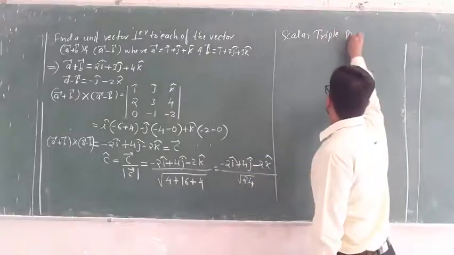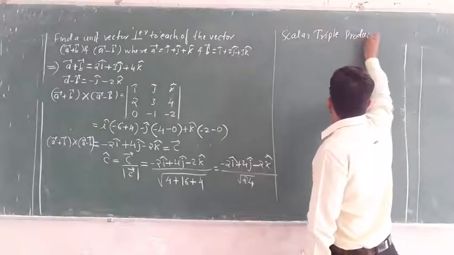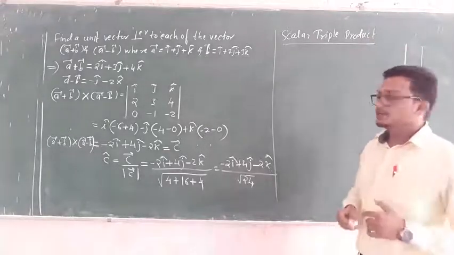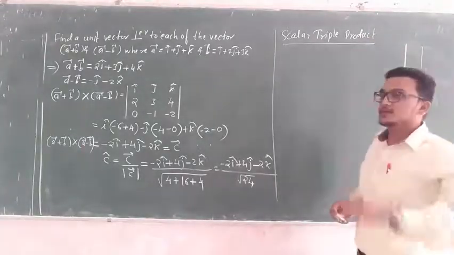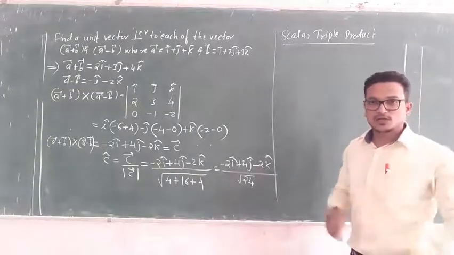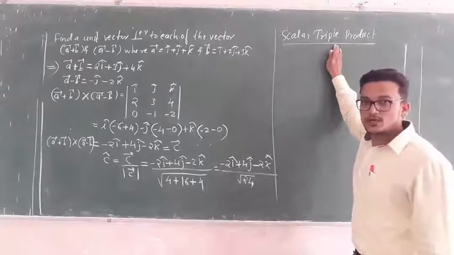Scalar triple product. This is the last topic of your chapter. Firstly, we have studied the scalar or dot product. Second, the vector or cross product. Third is the scalar triple product.